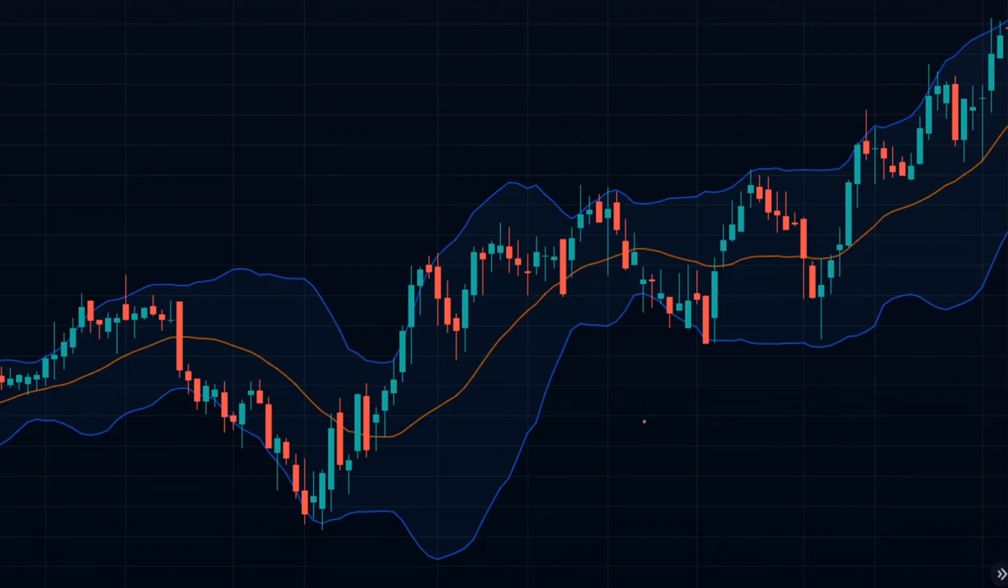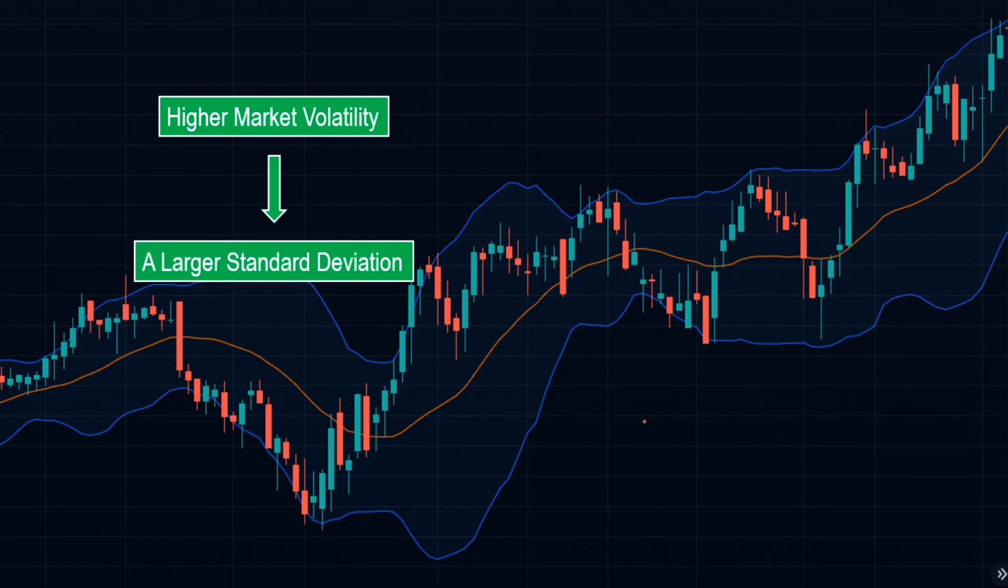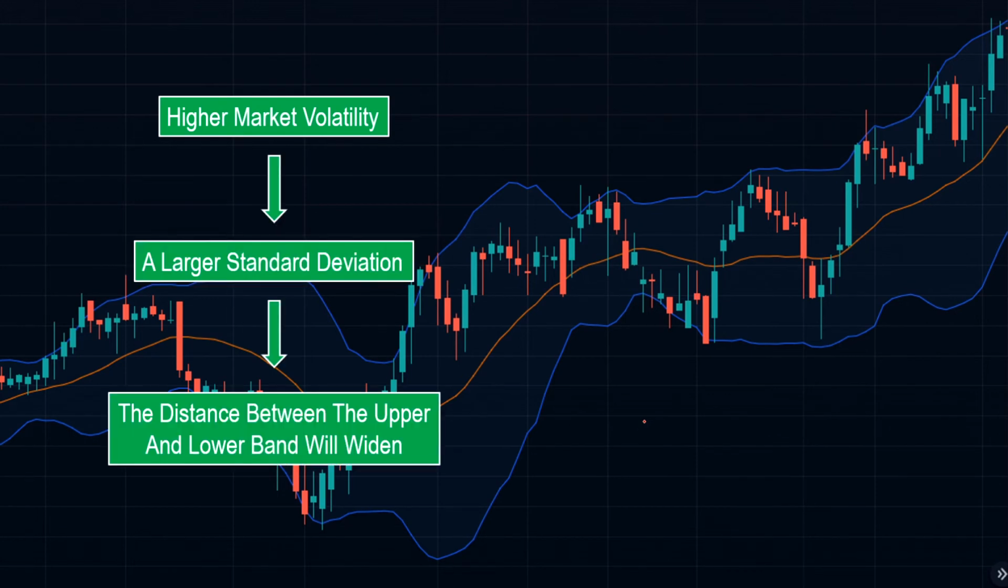As mentioned earlier, we use a 20-day moving average for the middle band, which averages the closing price for the last 20 days. These data are also used for calculating the standard deviation, which is used to determine the values of the upper and lower bands. For the last 20 days, higher market volatility means a larger standard deviation. Then, the distance between the upper and lower band will widen.